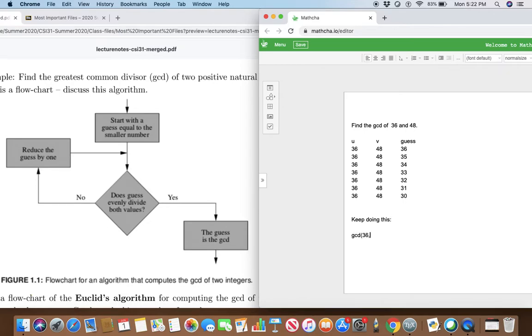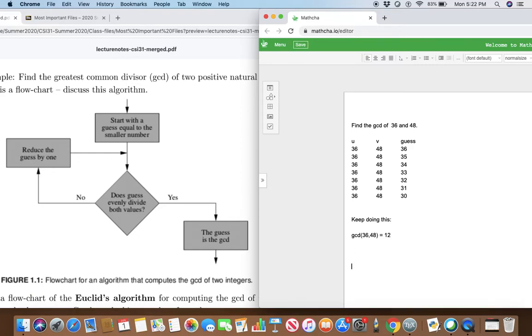GCD of 36 and 48 is 12 actually. Okay, 12 times 3 is 36, 12 times 4 is 48. That's the largest number that divides both equally. So you started with a guess and kept reducing. Now you see how many steps it will require. Okay, you keep doing this.